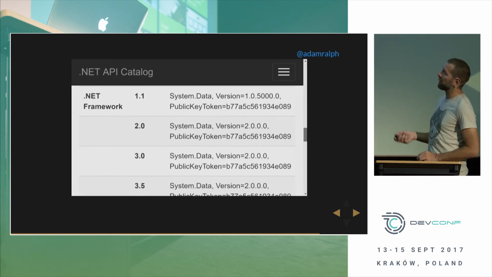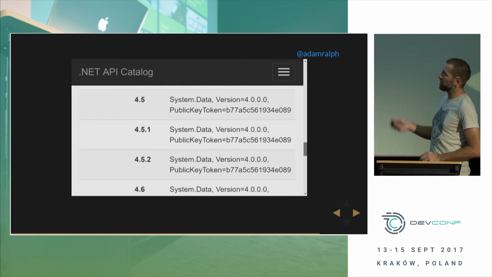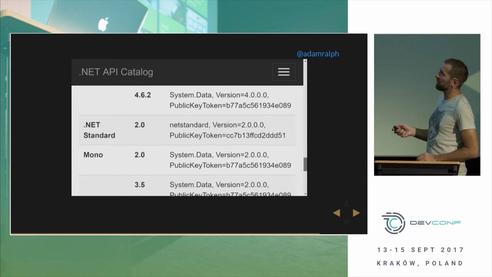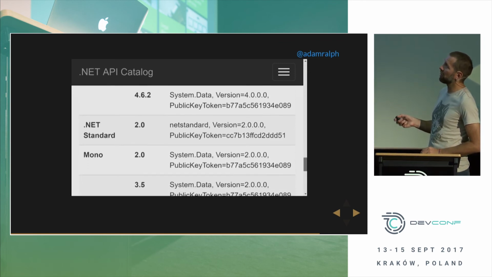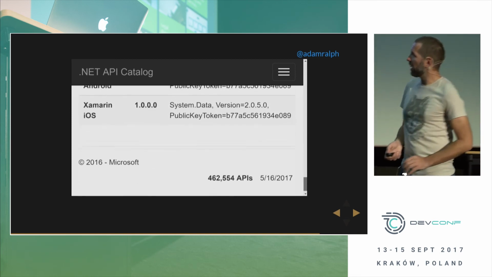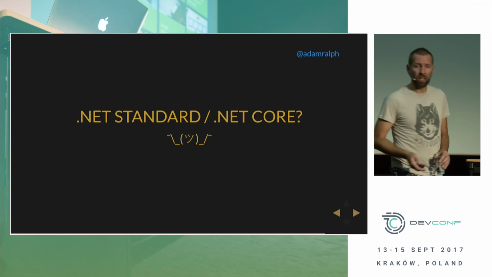So this is IDbConnection. As you can see, it's in all the versions of .NET Framework. Not unsurprisingly, it's only in .NET Standard 2. Okay, it came back in that one. That's the one I mentioned earlier. So that's a really good resource to use.